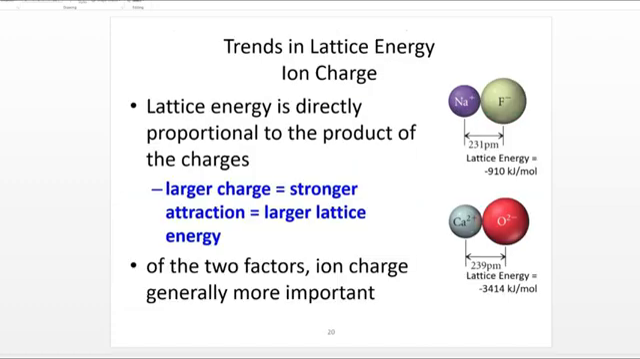Charge plays a much more important role. If you increase the charge, just like we saw in that equation, it plays a huge increase in the potential energy. So for example, NaF is +1, -1. You get around -900 kilojoules per mole. But if you make it a +2, -2 with around the same radius, you triple that lattice energy. So charge plays more of a role.